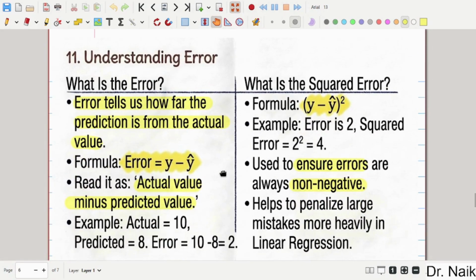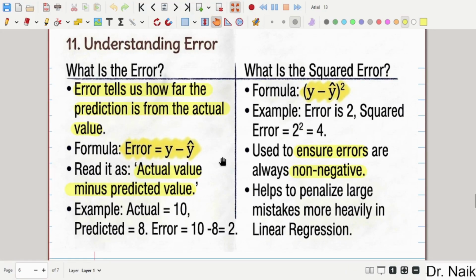So what is the error? Error tells us how far the prediction is from the actual value. Error is calculated by the formula y minus y hat, that is actual value minus predicted value. Y means actual value and y hat means predicted value. For example, if the actual value is 10 and the model predicts the value as 8, then the error becomes 10 minus 8, that is, error is equal to 2.